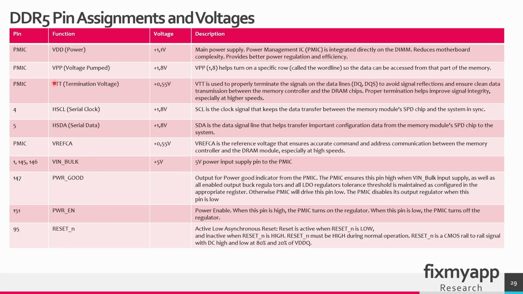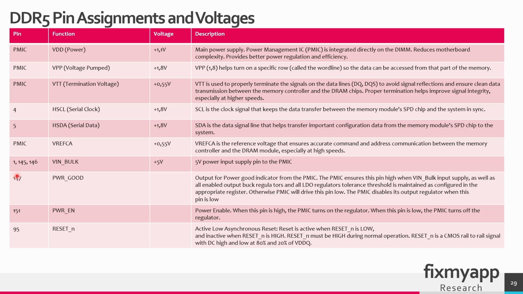In this table you can find the most important signals and voltages. And as you can see, the voltage generation is now done on the module itself, because there are no dedicated pins for these voltages. On pin 4 and 5 you can find the serial communication of 1.8 volt, so the clock is 1.8 volt and the data is 1.8 volt. Then we have the voltage reference for the command and address, so it's 0.55 volt. And that is also being generated by the power management integrated circuit.